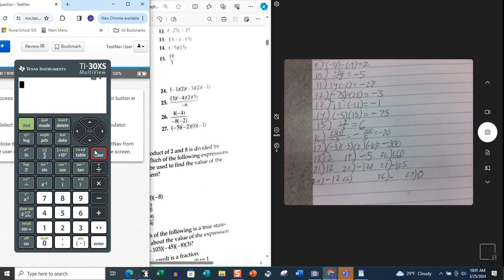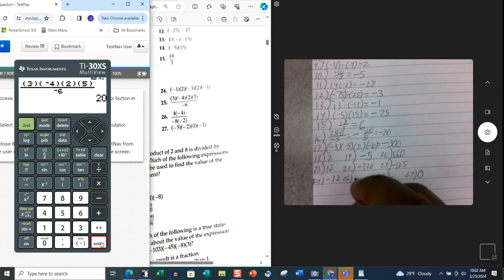Now problem 25, we press N over D. We have parenthesis 3, parenthesis -4, parenthesis 2, then parenthesis 5. Then we hit the down arrow, and the denominator is -6. Our final answer there is 20.